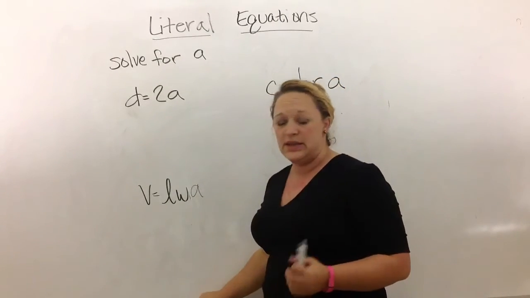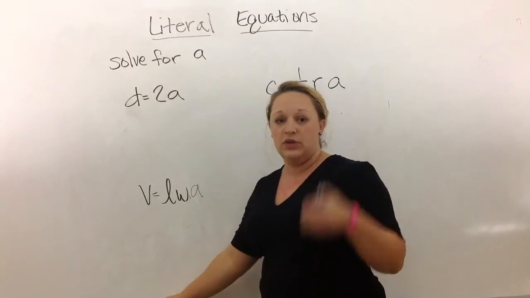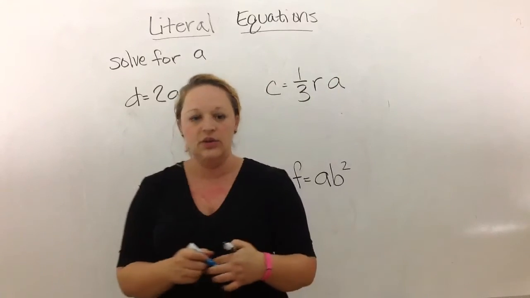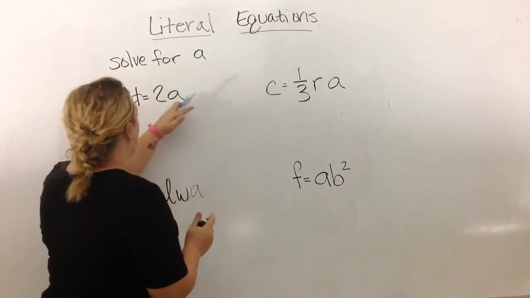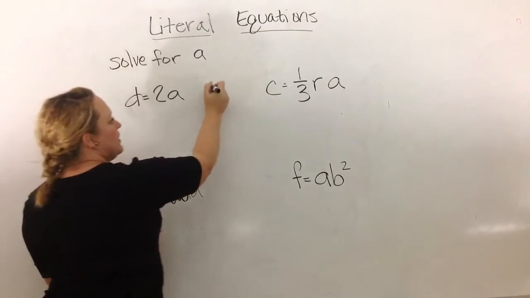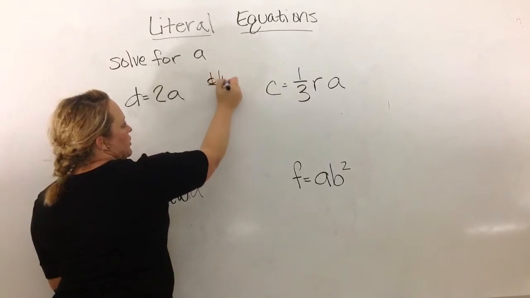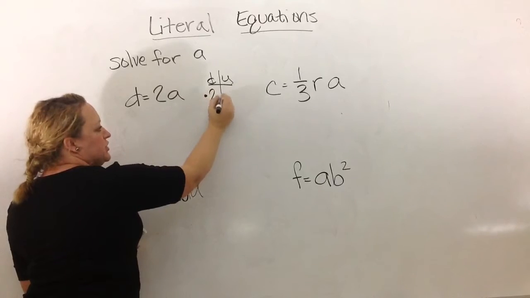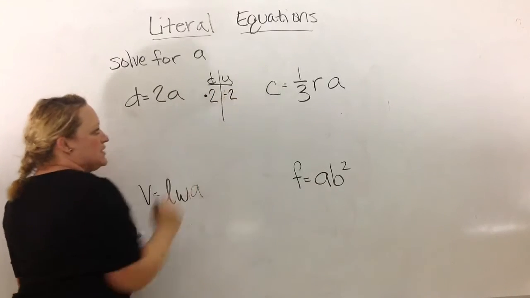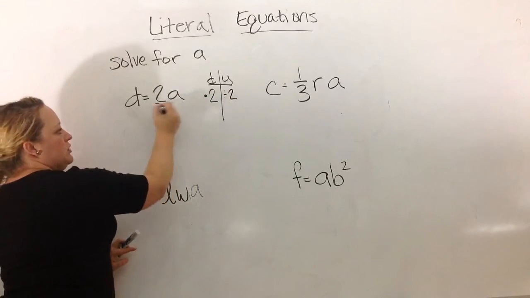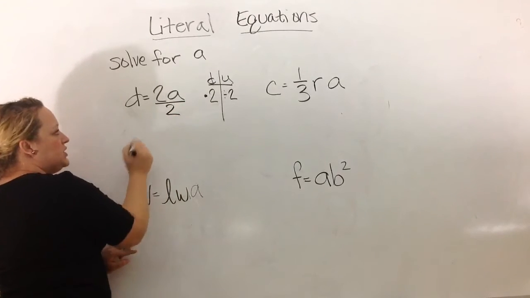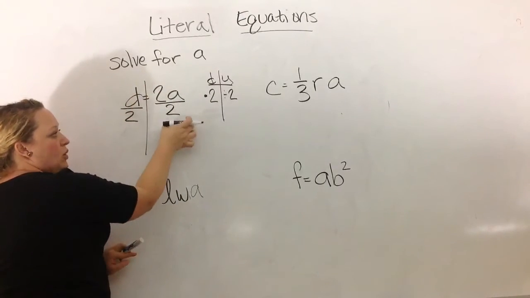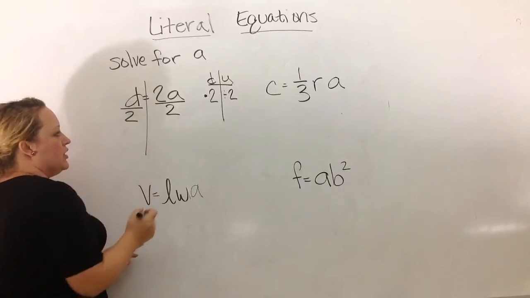You have two options. You can just write it if you know it. If not, we can make a do and undo chart, which of course we know I like to do. So if I'm solving for A right here, I'm going to make a do and undo chart. What is happening to A? A is being multiplied by 2, so I have to do the opposite of dividing by 2. So I'm going to divide this side by 2, and I'm going to divide this side by 2. Remember, whatever I do to one side of the equation, I do to the other.